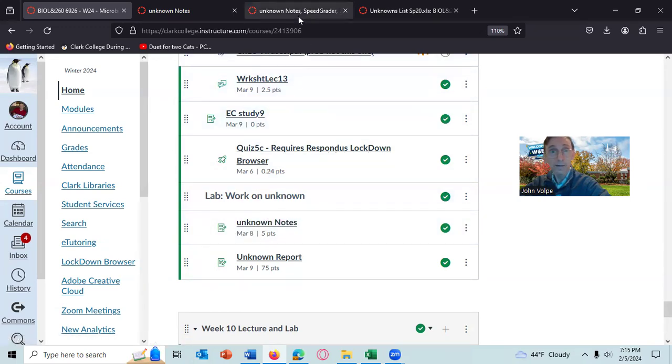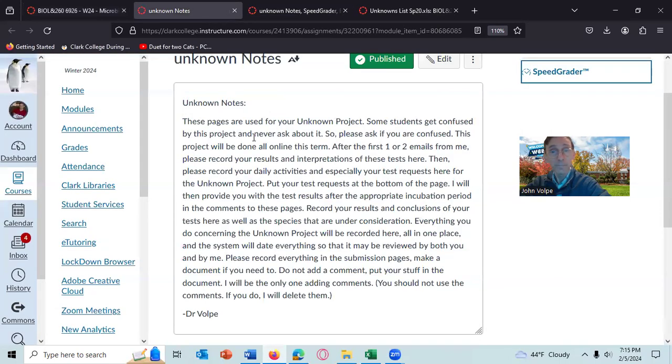For the unknown notes page, it tells you what you need to have submitted in it. You should put your results, your daily activities, meaning a test you request, and then put your conclusions for the results. You should put down everything else about the project. The minimum would be the bacteria under consideration at this point in time. And everything should be recorded in a submission page. Make a document if you need to. You don't have to, but you can. Do not put it in a comment.